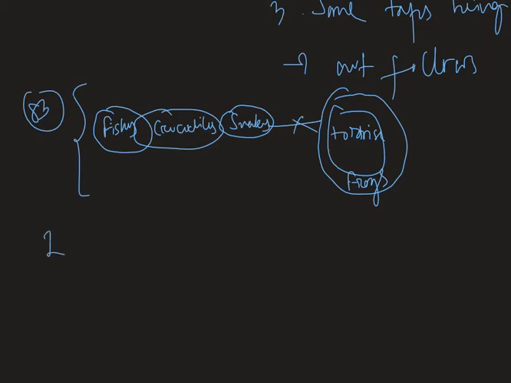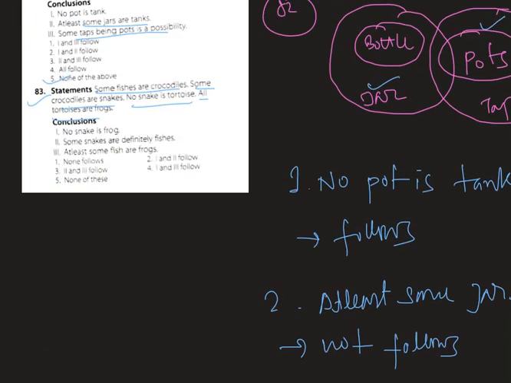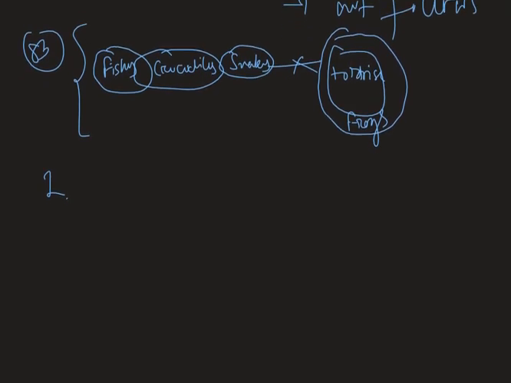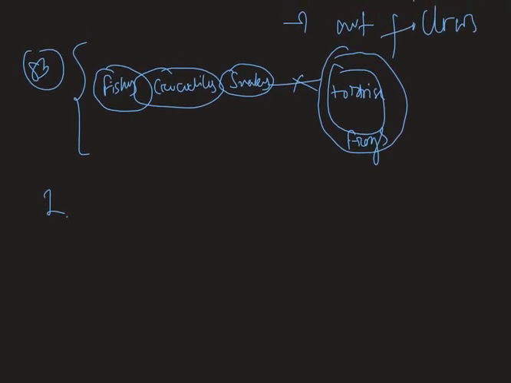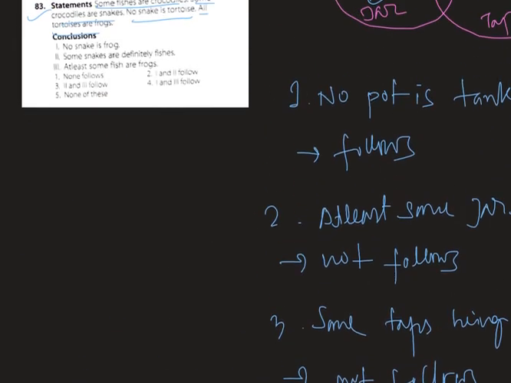Now let's see the first conclusion: no snake is frog. This is the snake set and this is the frog set, and from this picture we can say that no snake is frog is a true statement. As frog is the superset of tortoise and, as given by the question, snakes and tortoise are not related, therefore the superset is also not related with snake. It is pretty much obvious.